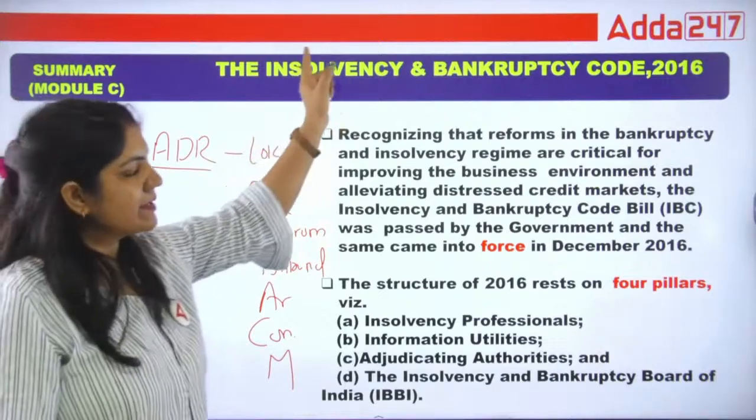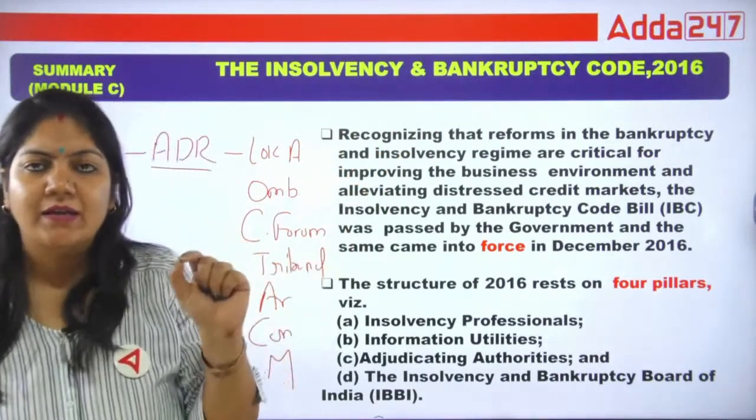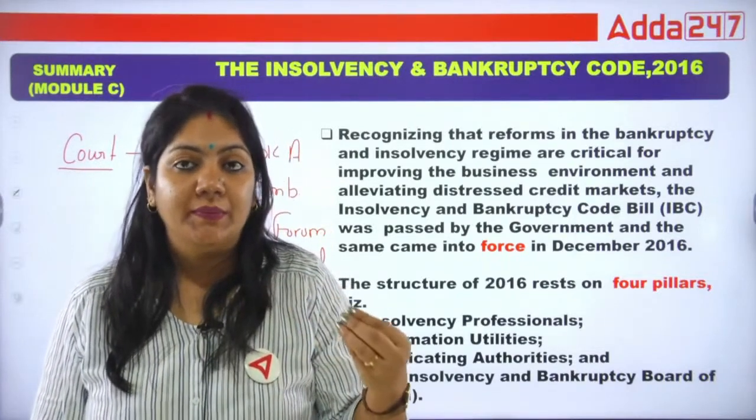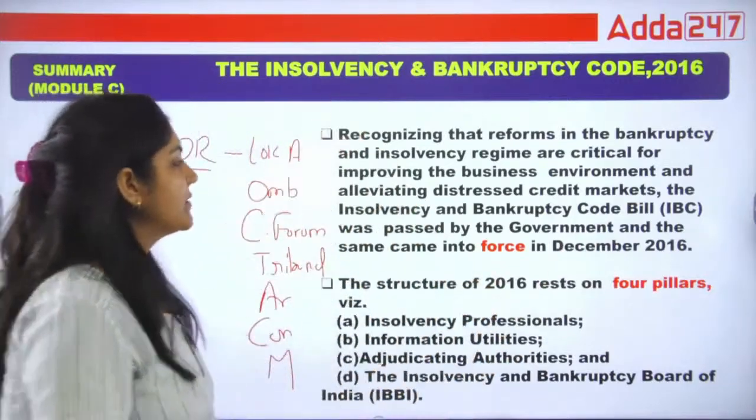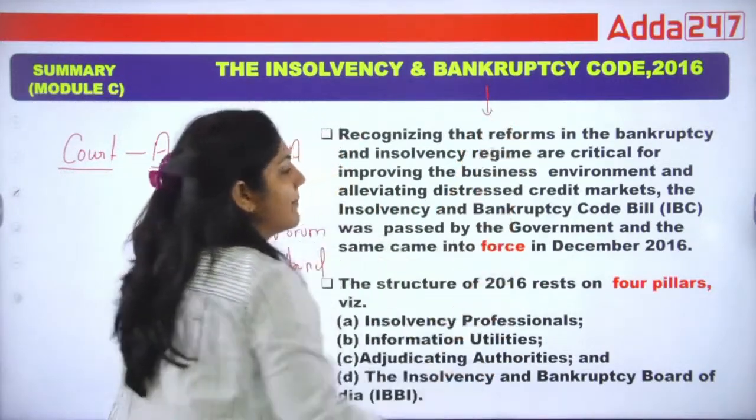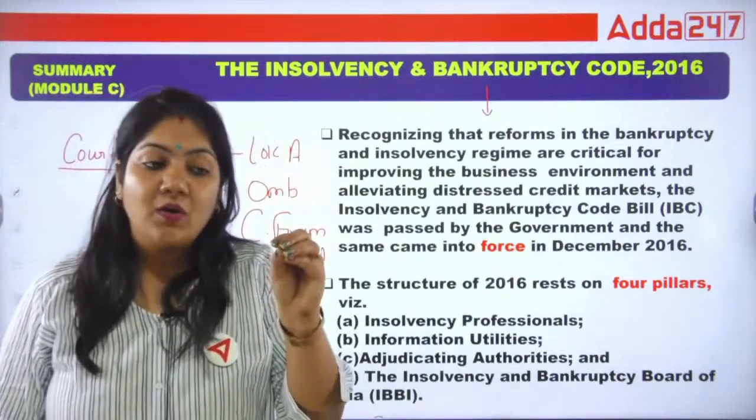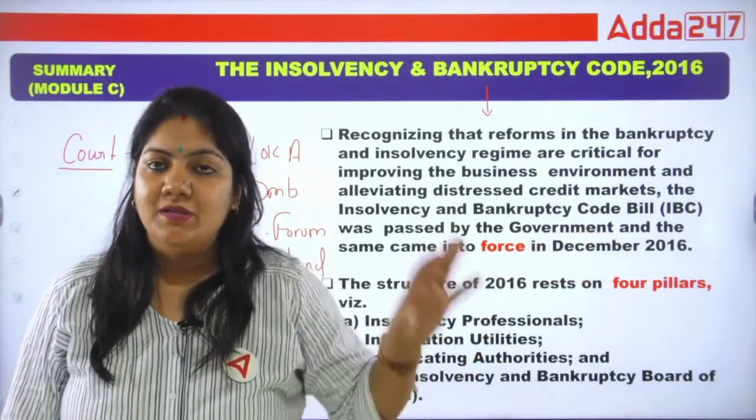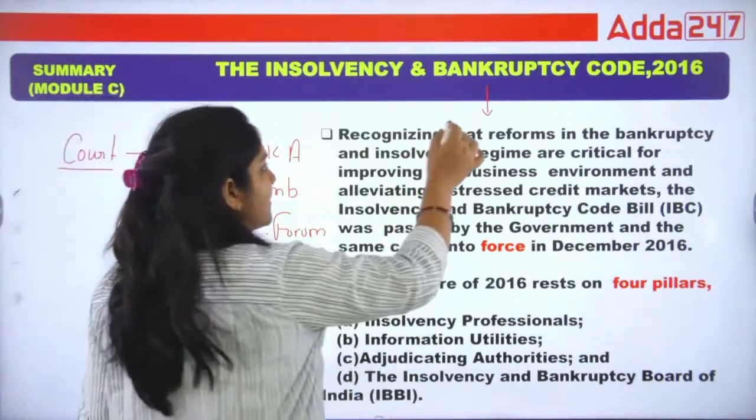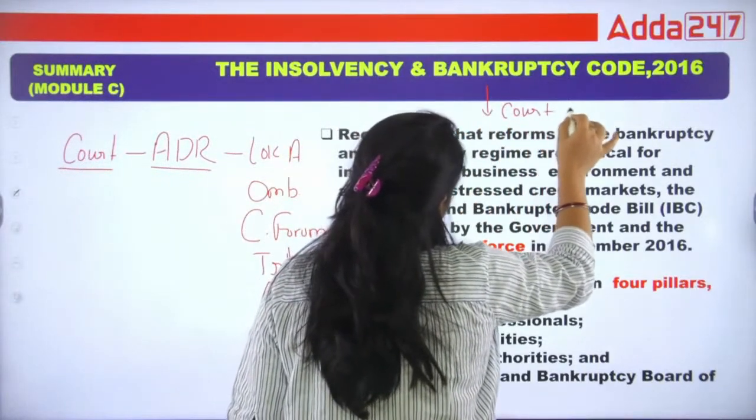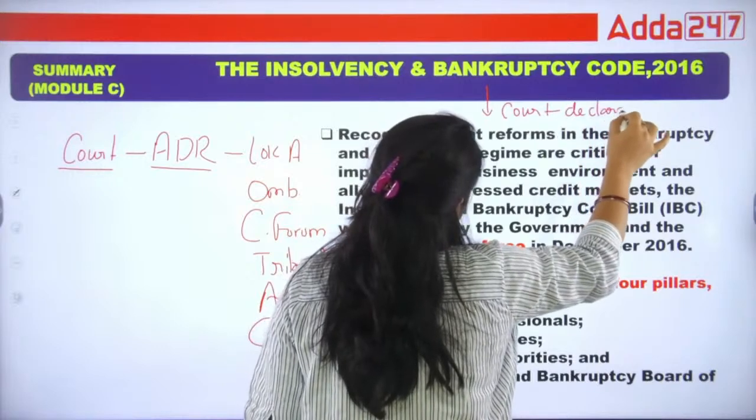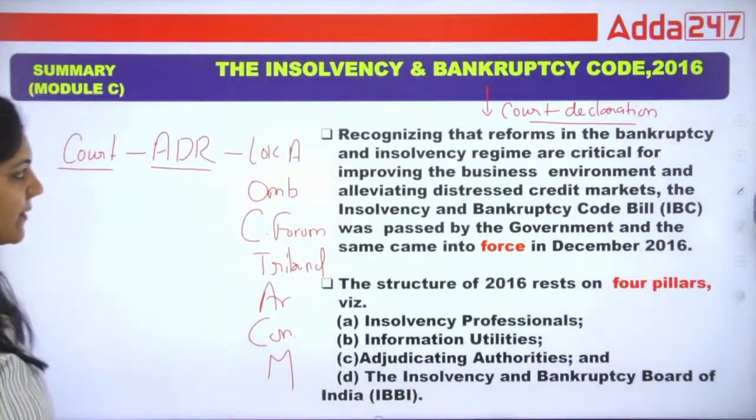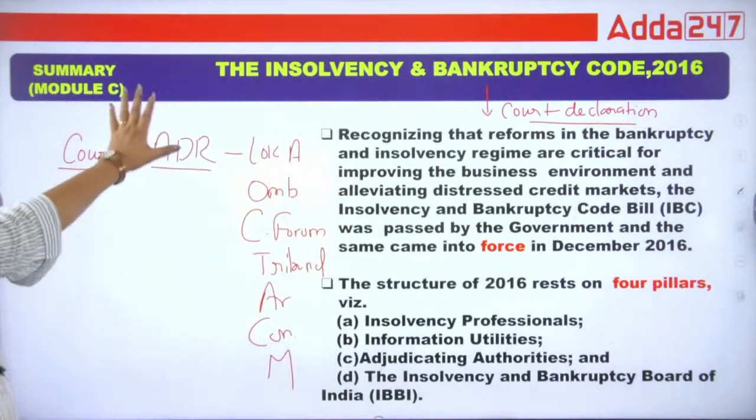If we talk about the Insolvency and Bankruptcy Code, this act basically talks about insolvency. Insolvency means the person who is not capable of paying the debt. And what is bankruptcy? Bankruptcy means when the court declares that this person is insolvent. So bankruptcy is basically a court declaration. So this is your complete ADR system.